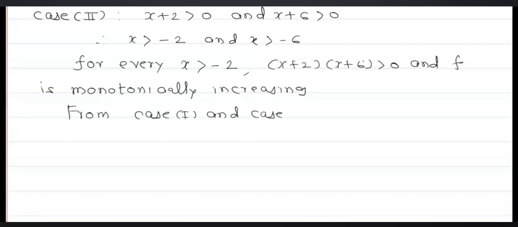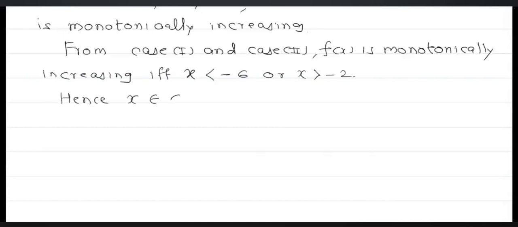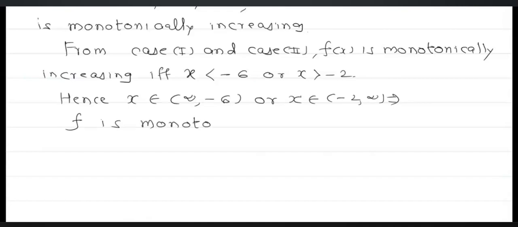Therefore, from case 1 and case 2, f is monotonically increasing if and only if x is less than minus 6 or x is greater than minus 2. Hence, x belongs to minus infinity to minus 6 or x belongs to minus 2 to infinity. It implies that f is monotonically increasing, that is, f is a strictly increasing function.